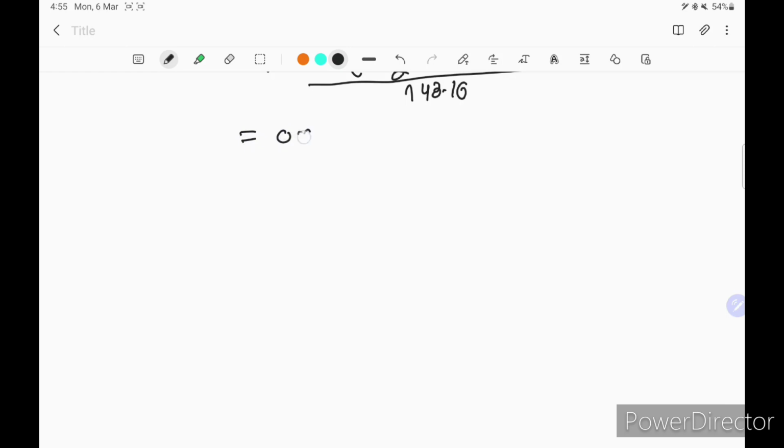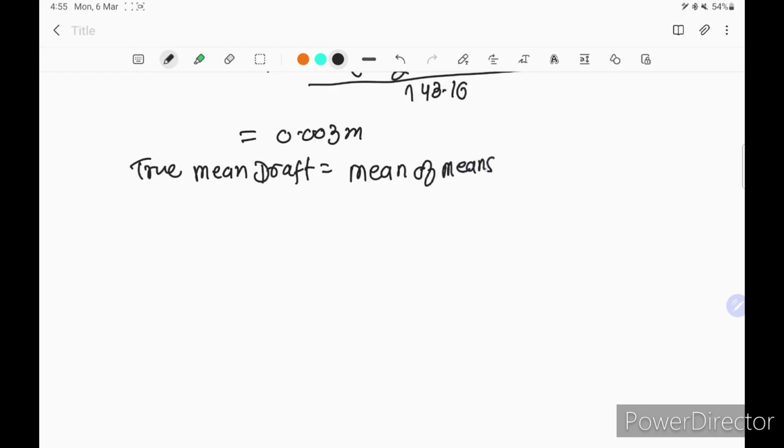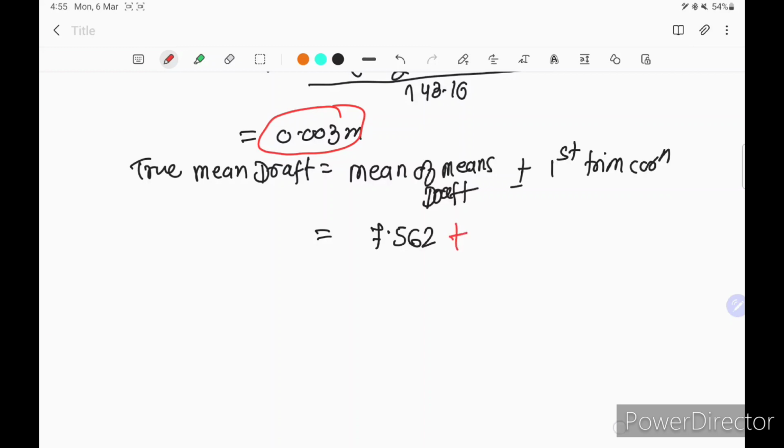And we get the value is 0.003 meters. Now, true mean draft: what is the formula of true mean draft? Mean of means draft plus or minus first trim correction. 7.562. Since this is a positive value, we'll apply a positive sign. So 0.003 is added to 7.562 meters.